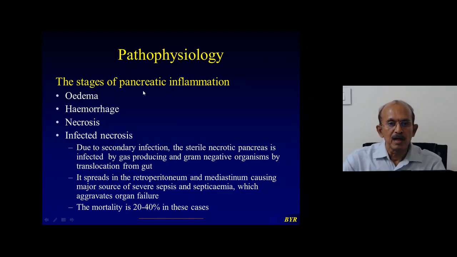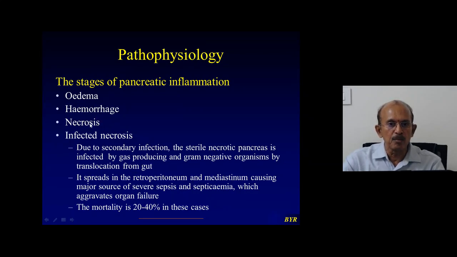So the progression of pancreatic inflammation starts as edema. If the inflammation becomes severe, there will be hemorrhages because of digestion of the blood vessels. And if the inflammation is very severe, there will be necrosis. Anywhere in the body, the same things will happen in inflammation.